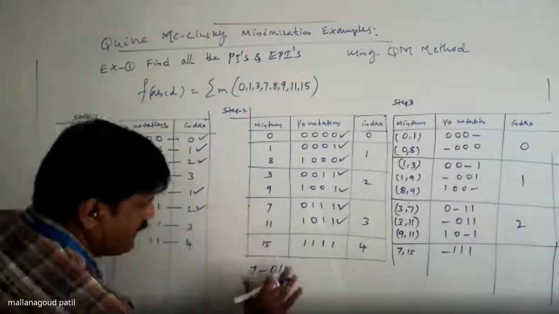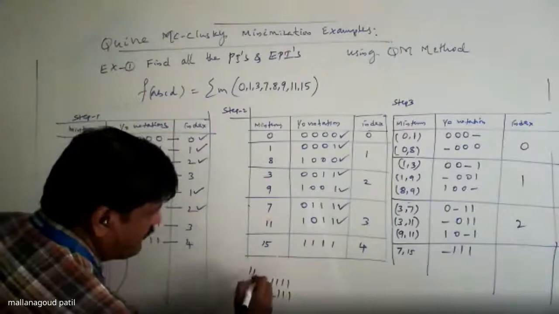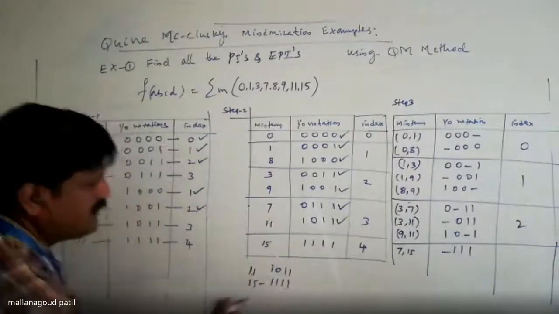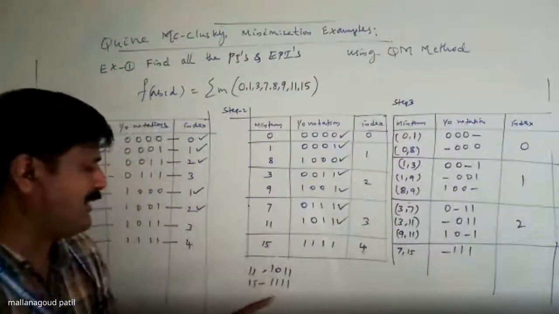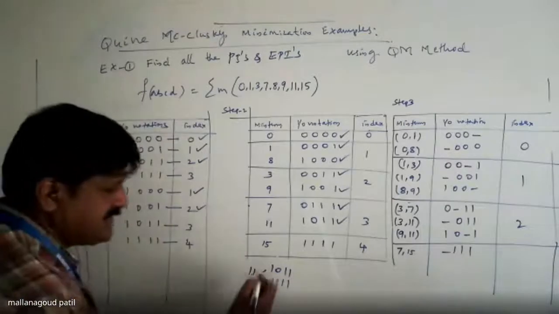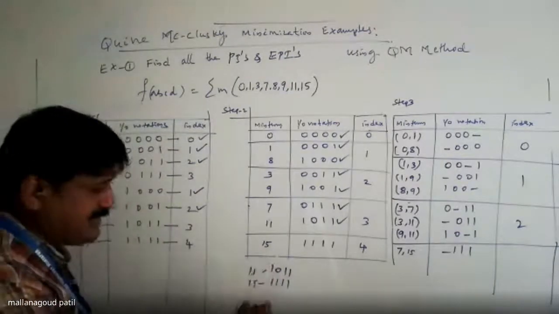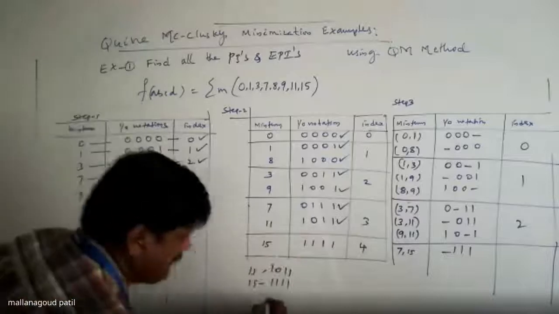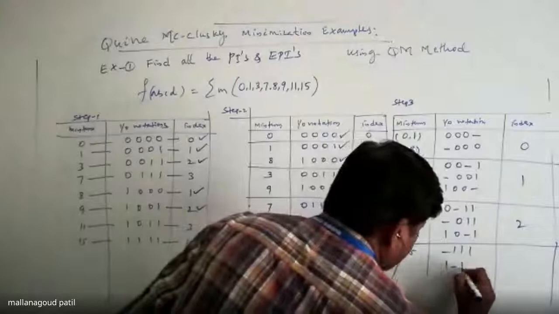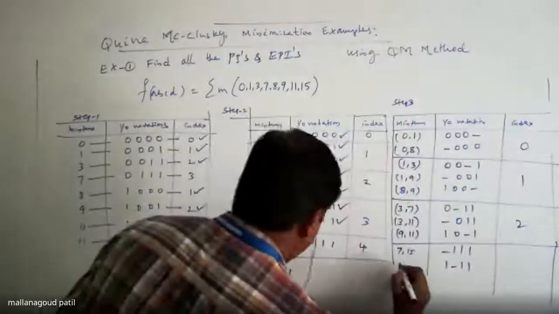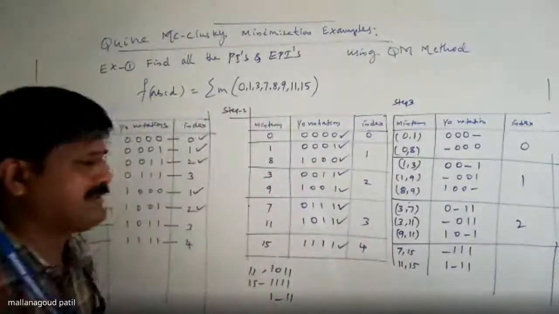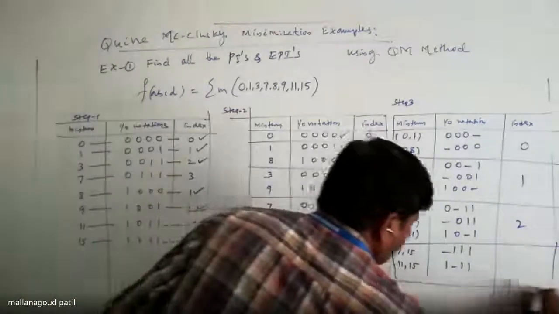Then you have to go for 11 and 15. 11 representation is 1011, 15 representation is 1111. Is it logical adjacent? Yes. Second bit is differ, first bit is same, third bit is same, fourth bit is same. Then representation will be 1 dash 1 1. 1 dash 1 1, which one? 11 and 15. 15 you have to mark.